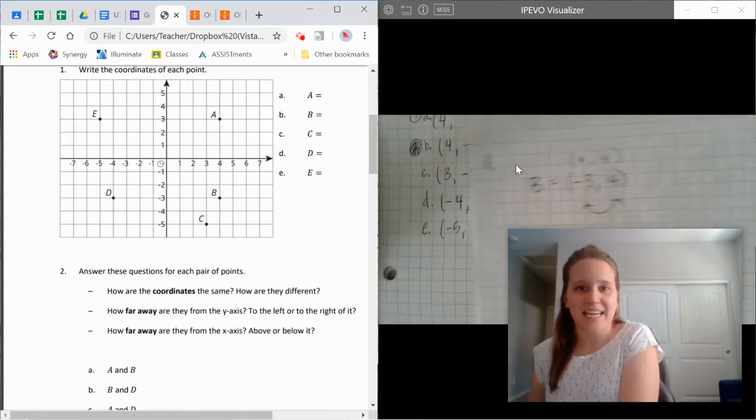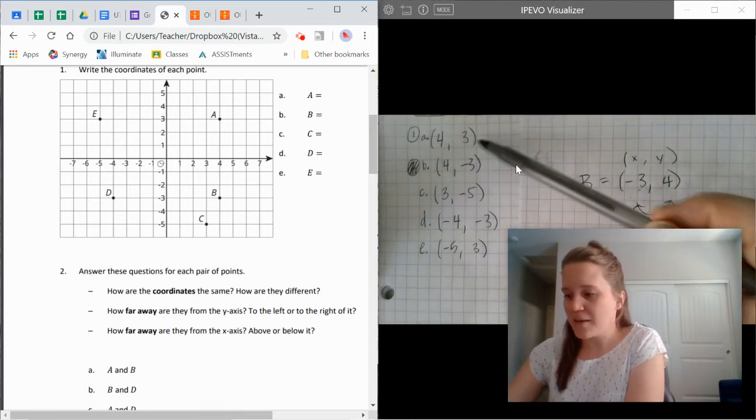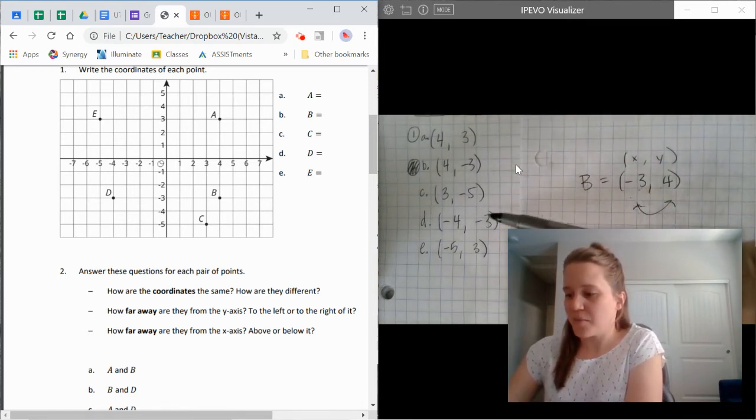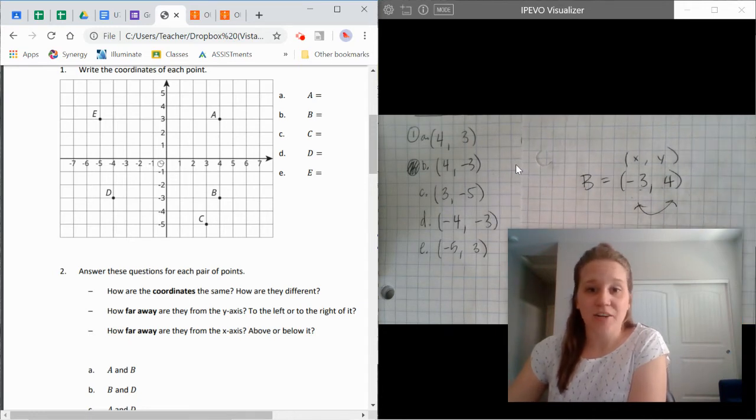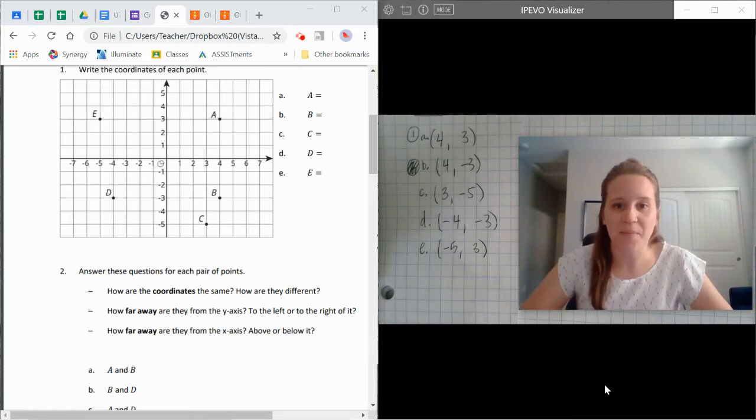Let's review our correct answers. Correct answers are here: point A, point B, point C, point D, and point E. Please take 30 seconds and make sure you have the correct answers on your paper.